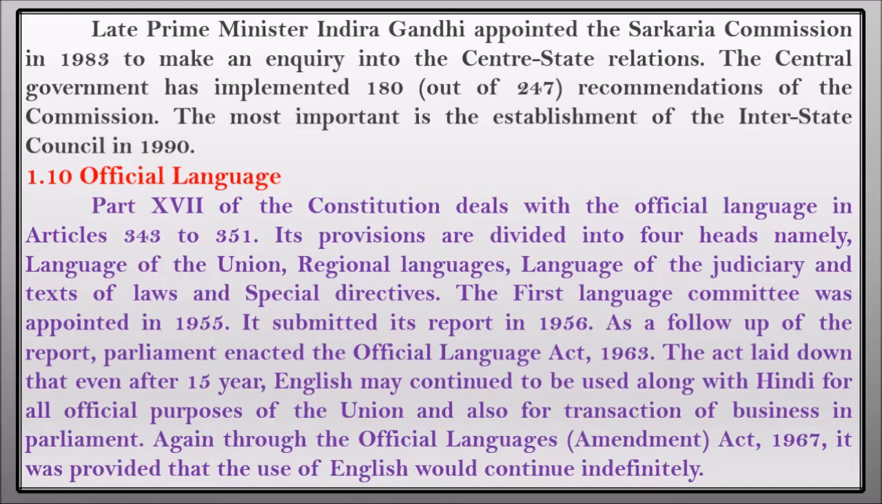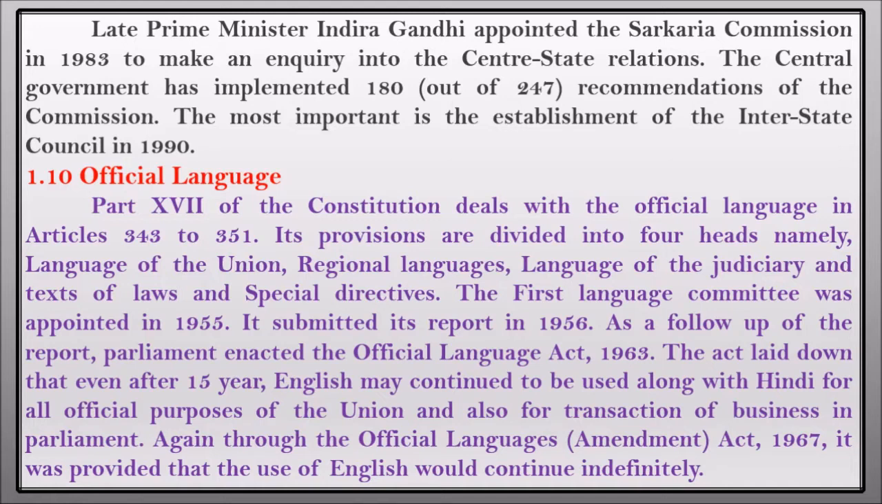Now, let us discuss the official language. In Part 17 of the constitution deals with the official language. So just now we have discussed the financial things, right? Now this one is talking about the official languages, and the articles in Part 17 are 343 to 351.